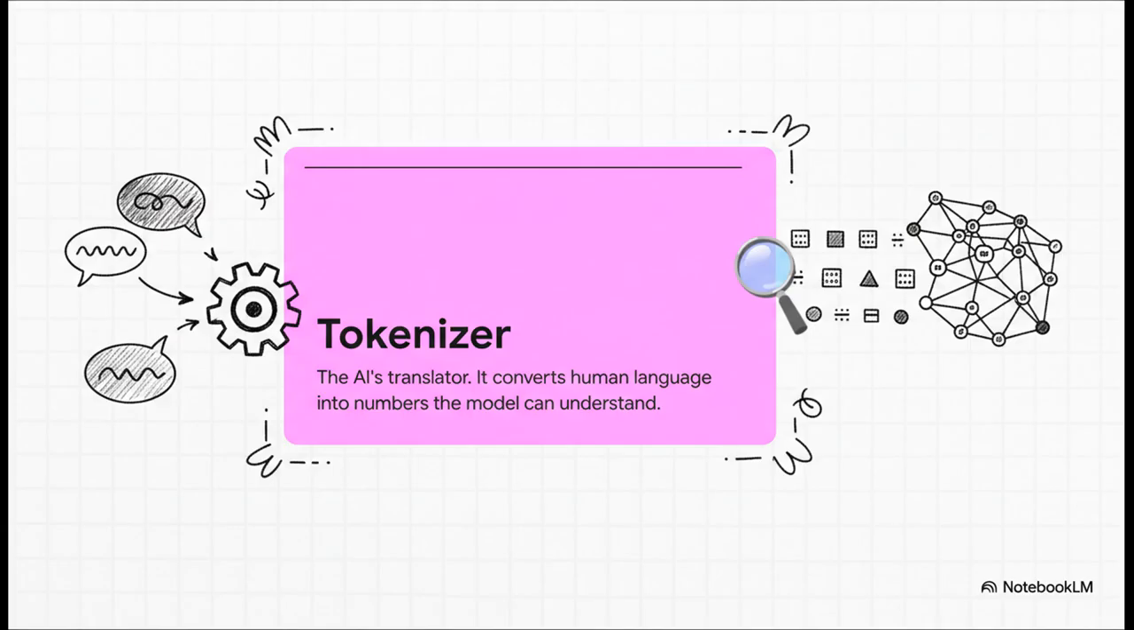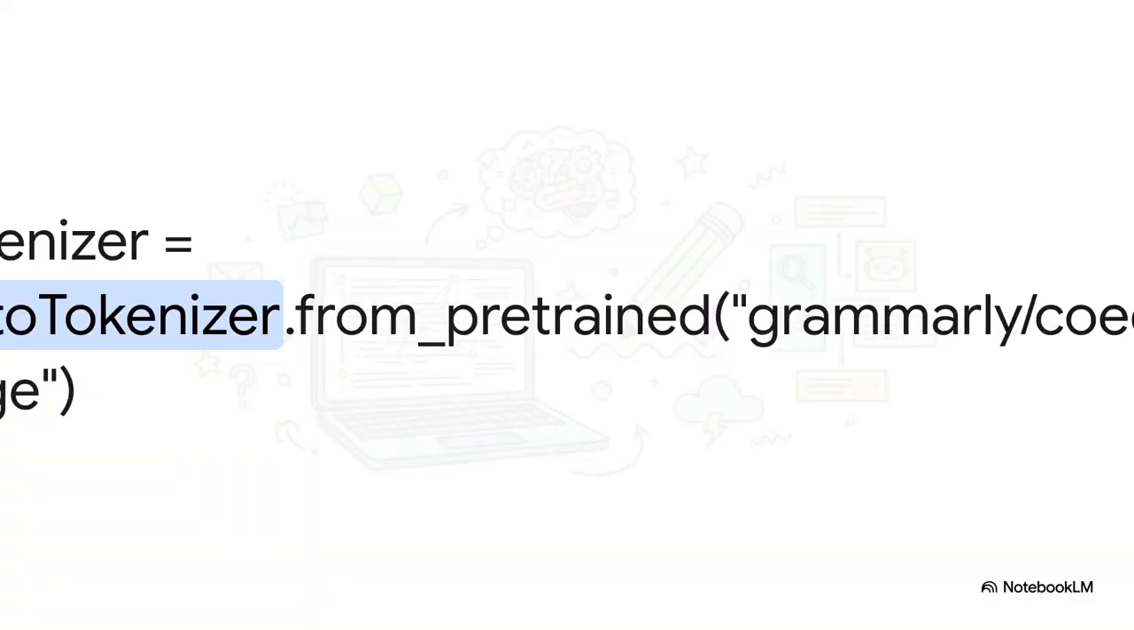So first up is the tokenizer. Here's the most important thing to understand. AI models don't actually read words like hello or world. They only understand numbers. The tokenizer is our indispensable translator. Its whole job is to chop up our sentences into little pieces and convert them into numbers the AI can actually work with.